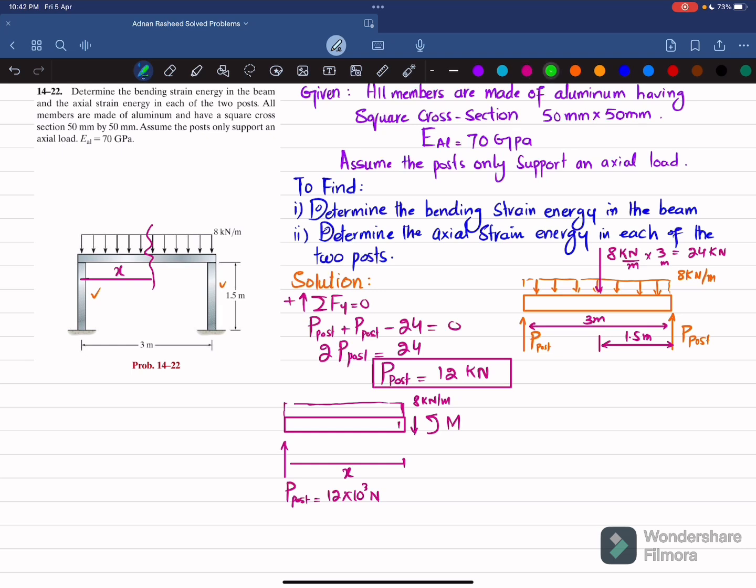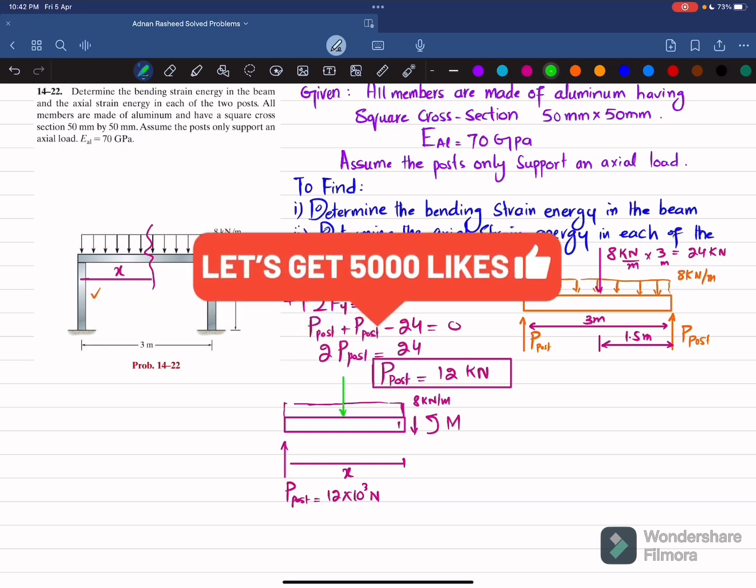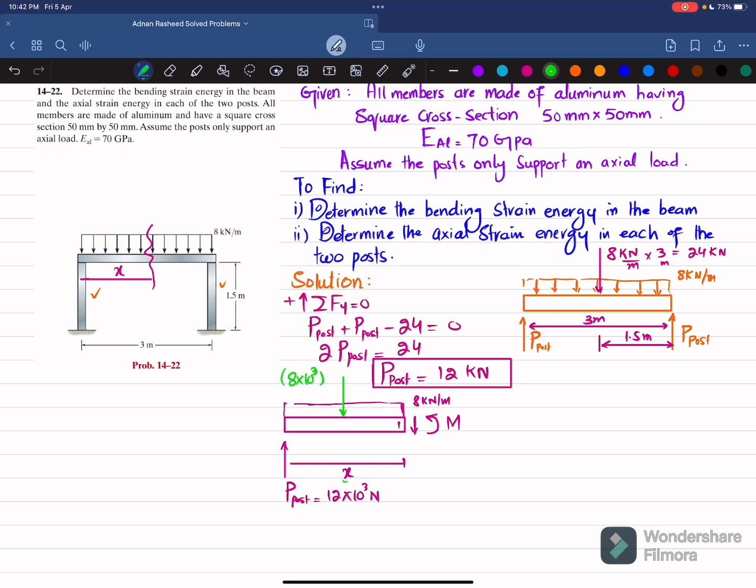So what we will do is first convert this distributed load into a point load. So this will be equal to 8 kilonewton, so 8 into 10 to the power 3 multiplied by this length x for which it acts. And this will act at a distance of x by 2 from either side. So this distance will be x by 2.